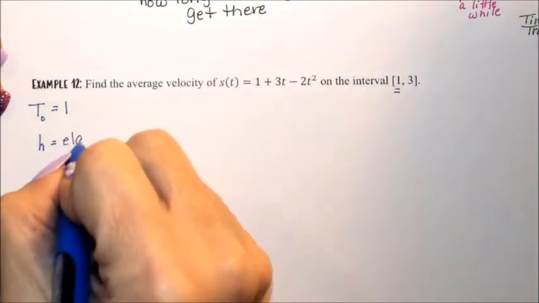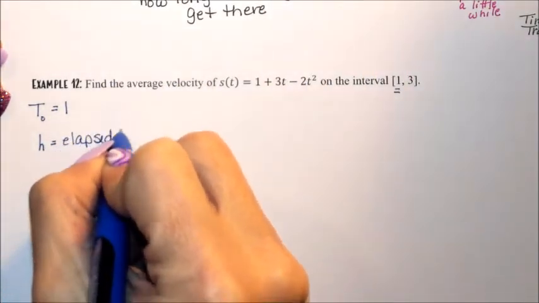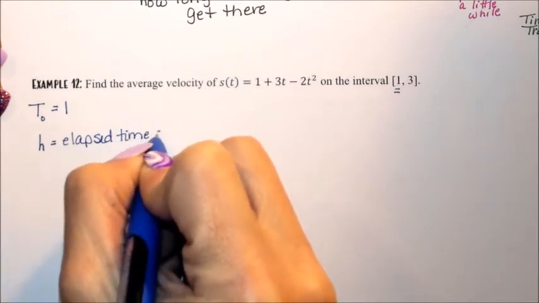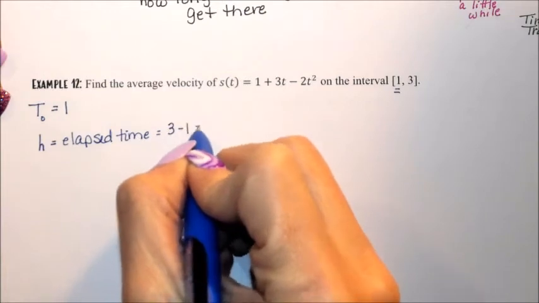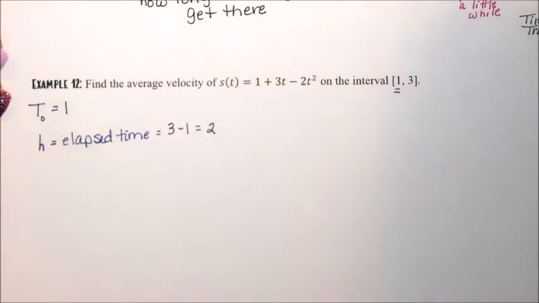Let's actually write that. Elapsed time. How much time went by? We went from 1 to 3, right? So I'm going to do 3 minus 1, which is 2. Only 2 seconds, it doesn't say. We're going to assume it's seconds. Only 2 seconds have gone by.